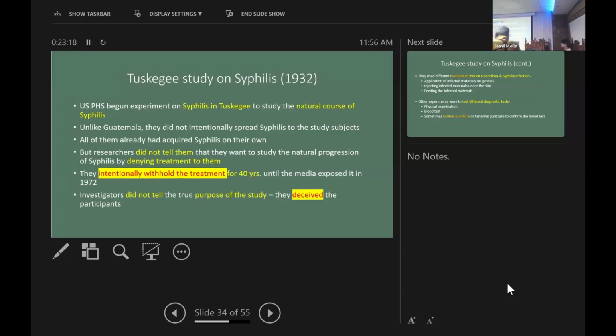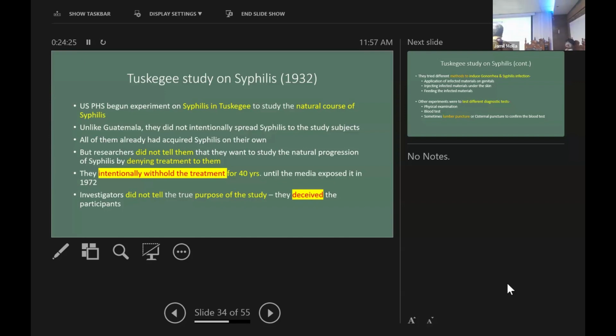Then another study was conducted in Tuskegee, and this was on syphilis. They didn't inoculate this infection into the research participants, but they intentionally withheld the treatment for 40 years. By that time penicillin had come, but they did not give penicillin to those suffering from syphilis. Syphilis is a long-running infection that ultimately affects your central nervous system and brain, and they wanted to see the natural history of how it progresses. Just to gain that knowledge, they intentionally withheld treatment from patients who had been diagnosed with syphilis. That was the kind of experiment.